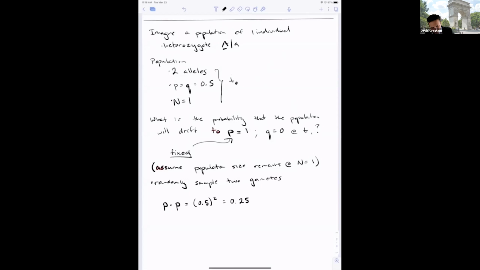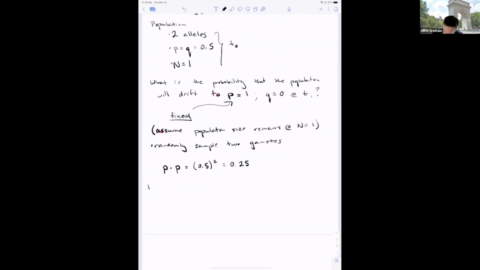So in our theoretical scenario, the probability that P goes to frequency 1, that is, becomes fixed in one generation, is equal to 0.25, or 25% of the time. And conversely, in this simple scenario, the probability that Q is fixed in one generation is also going to be 0.25, okay, in this simple scenario.